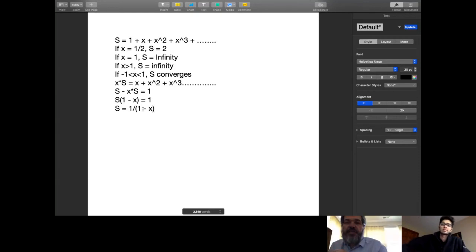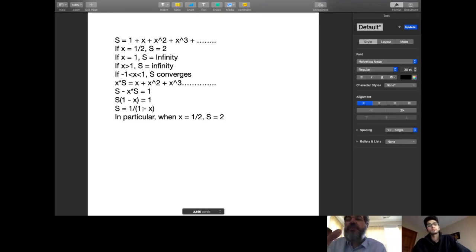In particular, let's say when x equals 1/2, we get S is 2 because it's 1 over... Let's just check. 1 over 1 minus 1/2. In the denominator, I have 1 minus 1/2 is 1/2. So 1 divided by 1/2, it's 2.